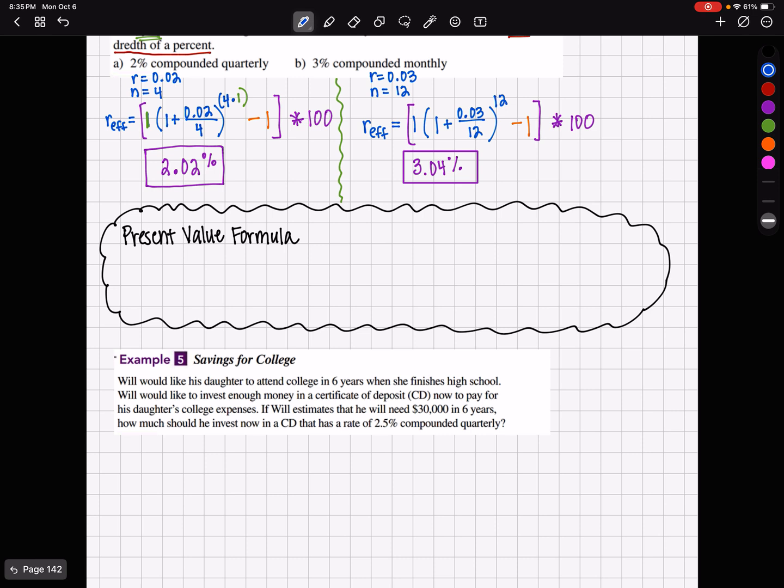The present value formula is going to be a capital P for present value is equal to the end value, which we'll call A, over 1 plus R over N raised to the NT power. So it should feel familiar to you. Again, A is our ending value, and the capital P is the present value. So that would be your initial investment.